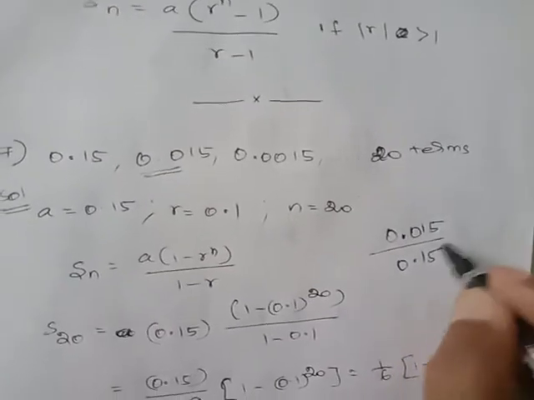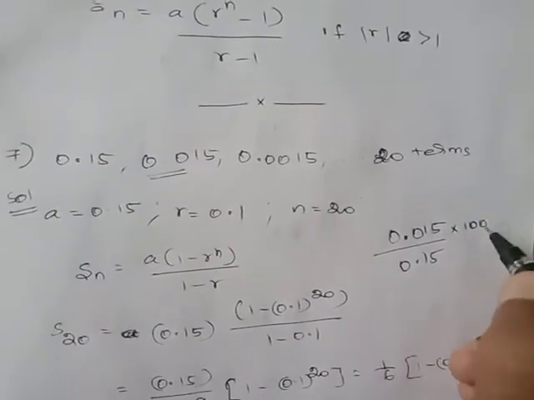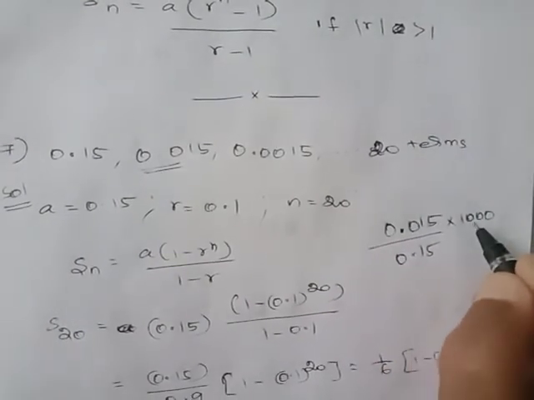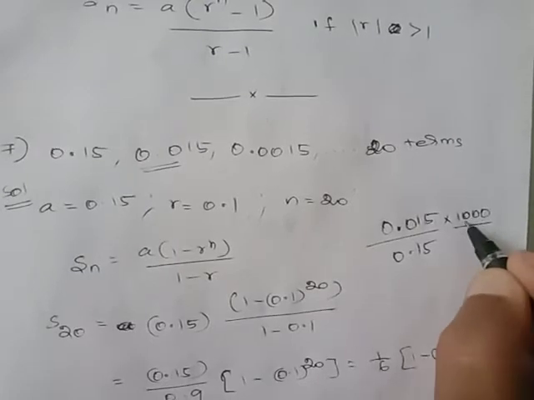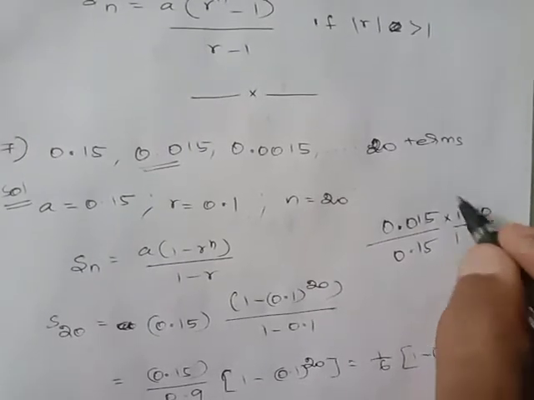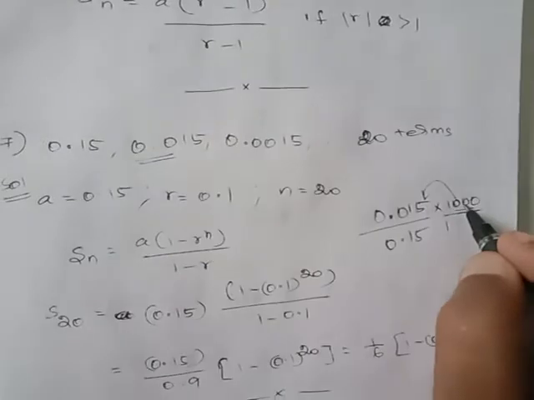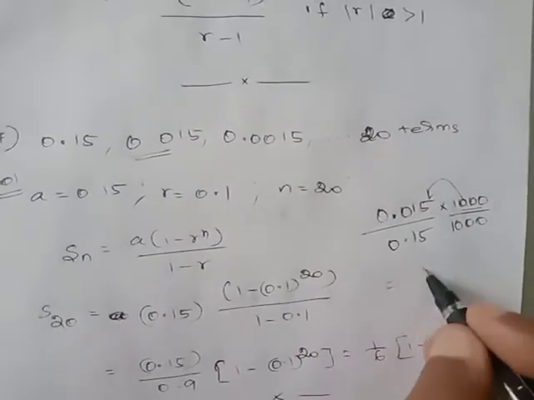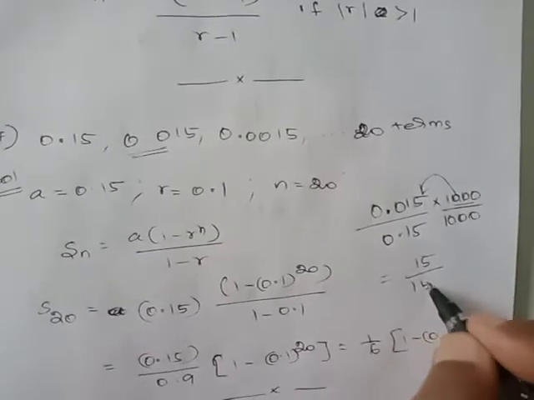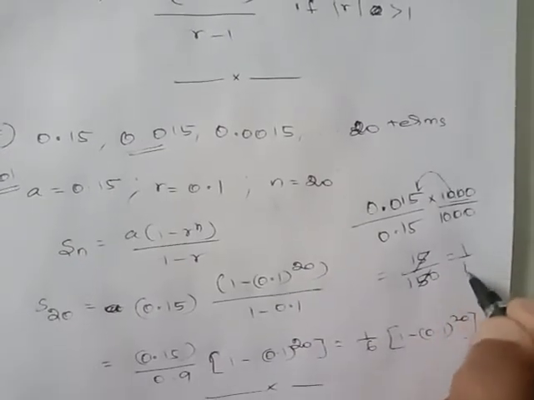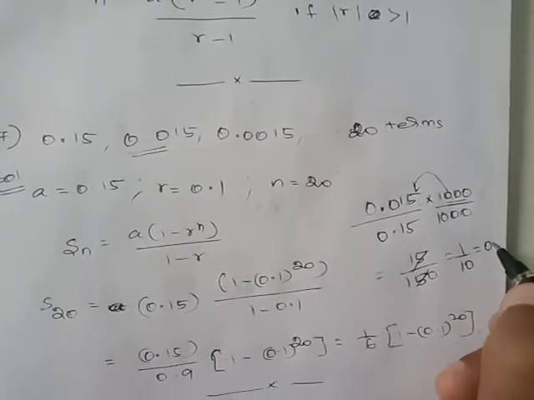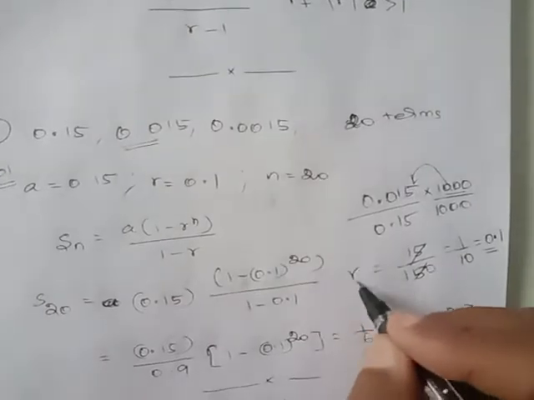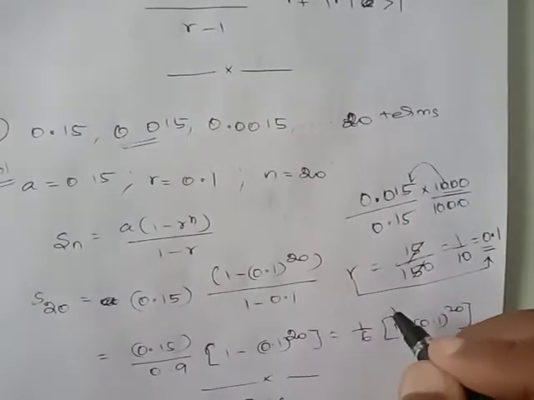In order to make this a whole number, we multiply the numerator by 1000, because after the decimal point there are 3 digits. When a fraction is multiplied by a number, the denominator also should be multiplied by the same value. So we get 15 divided by 150. When we cancel it, we get 1 by 10. This 1 by 10 can be written as 0.1. Hence the common ratio value is equal to 0.1.